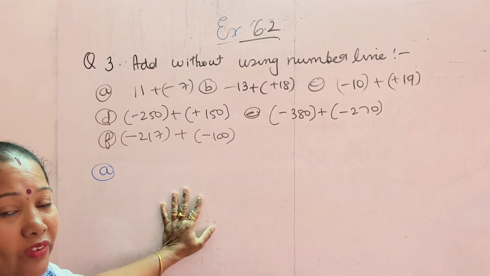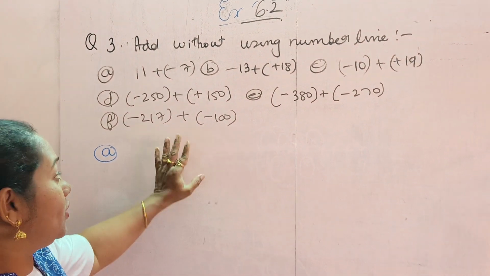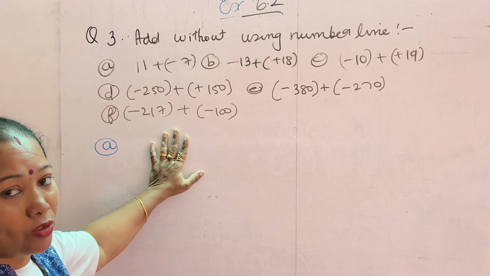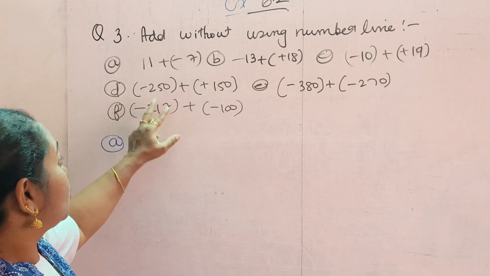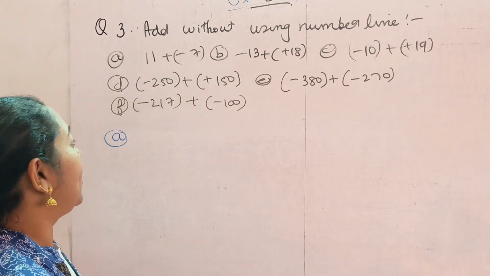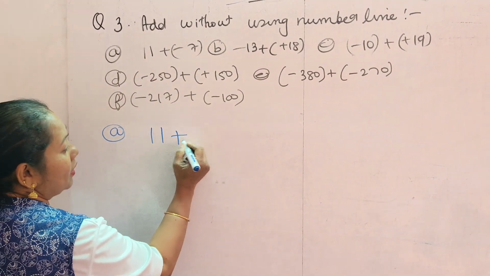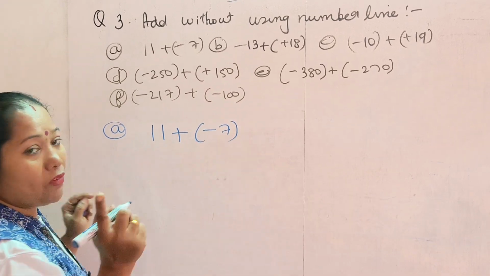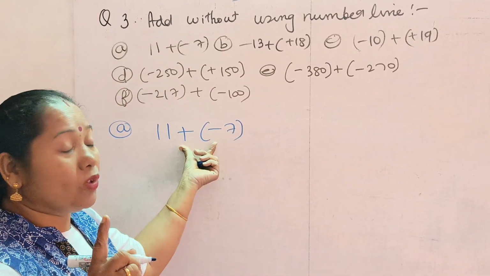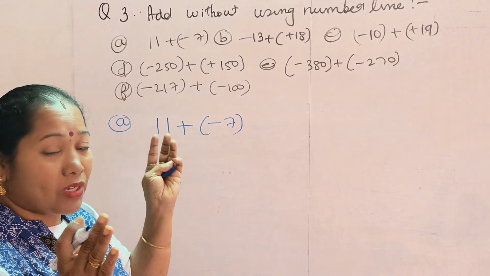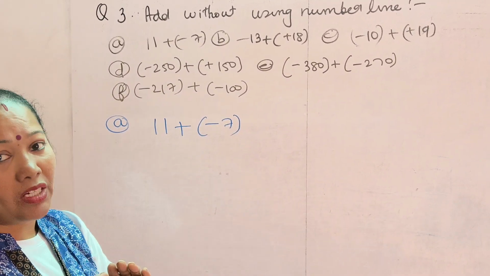In the last two questions we completed using number line. So in this question we have to do the sums without number line. So the first question is 11 plus minus 7. We have already informed you, when two signs come continuously, that means it is multiplication.